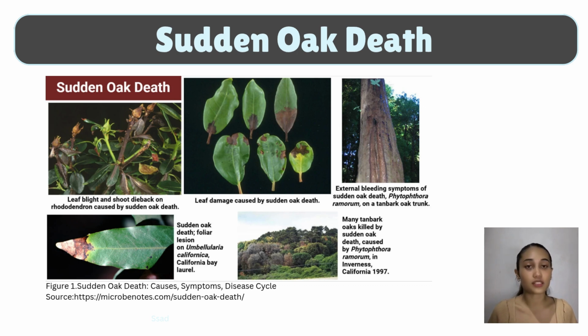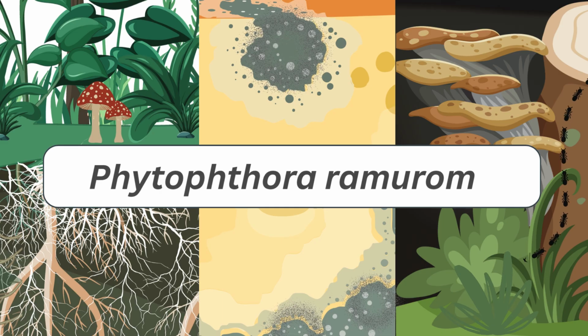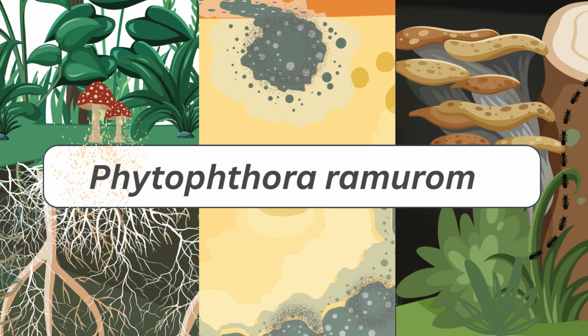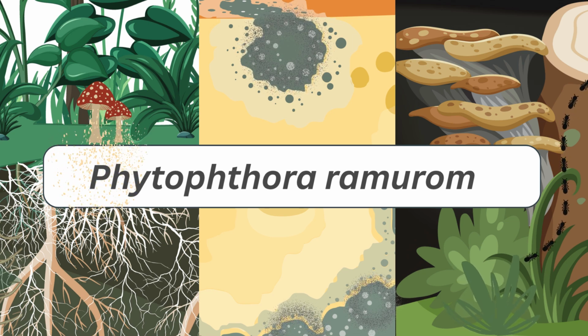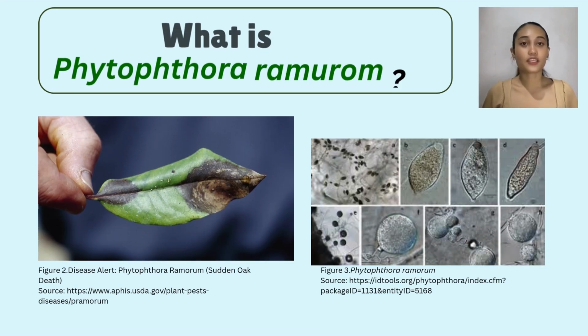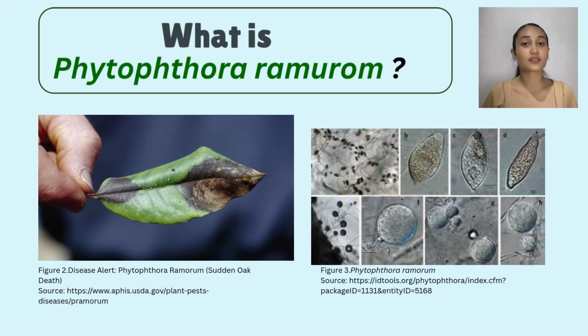Well, for this video presentation, we will be talking about Phytophthora ramorum, which is the pathogen that causes sudden oak death. The picture on the left, or Figure 2, shows the symptoms caused by Phytophthora ramorum, while the picture on the right, or Figure 3, shows microscopic images of different life stages and structures of an oomycete, which is a group of fungus-like microorganisms from the genus Phytophthora.